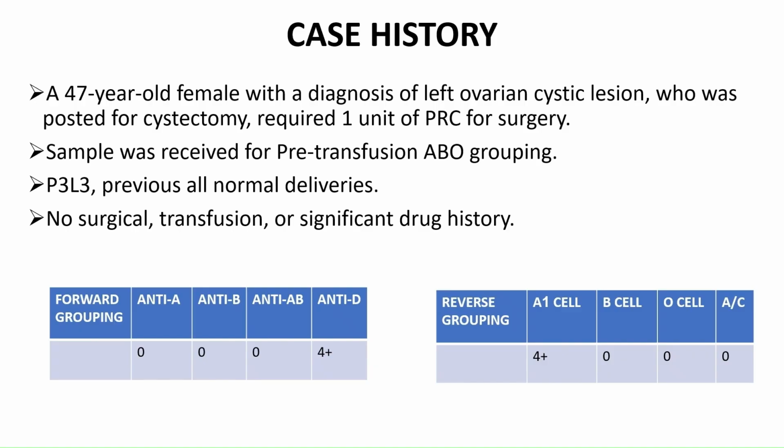On initial forward and reverse grouping, the results of forward group are: there was no reaction in anti-A, anti-B and anti-AB and strong 4+ agglutination on anti-D, which was suggestive of O positive. On reverse grouping, there was strong 4+ agglutination on A1 cell and no reaction in B cell, O cell and autocontrol, which was suggesting towards B group. So here the forward and reverse grouping are not matching each other. Hence there is a discrepancy in this case.